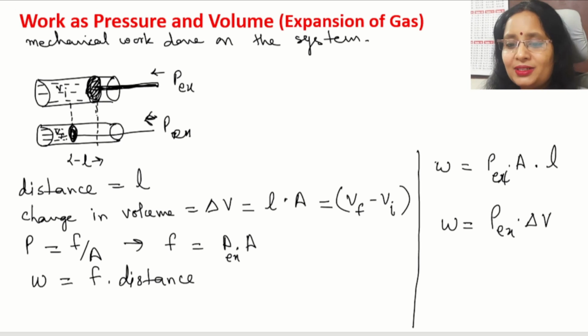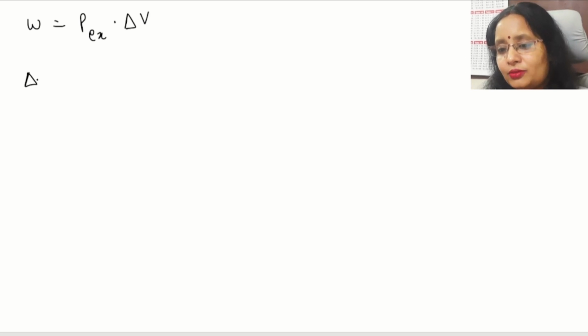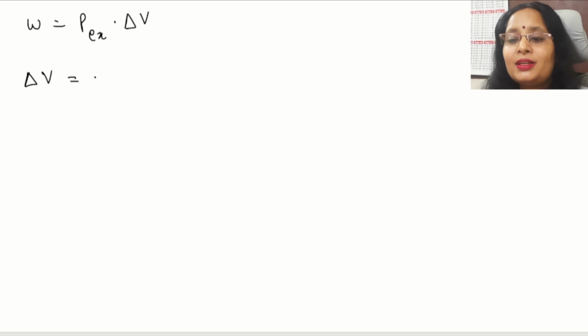Yes, but there is something we have to work on. Here we get W is equal to P external into delta V. But see clearly, here the final volume is less and the initial volume is more. So when we do V final minus V initial, the delta V value will be negative. Correct?